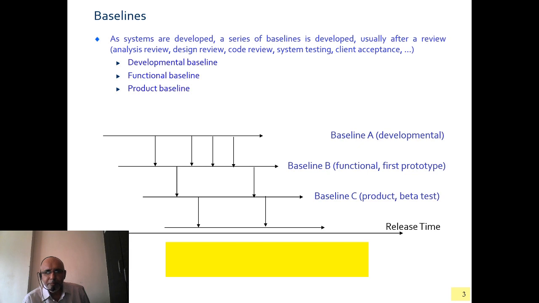Baseline A is developmental, B is functional, that is the first prototype. Baseline C is the beta test. So you can see the conformances that are being generated on a regular period.